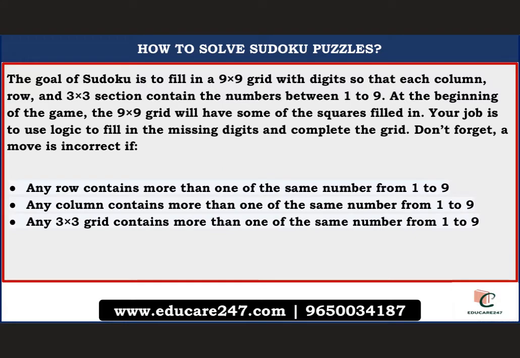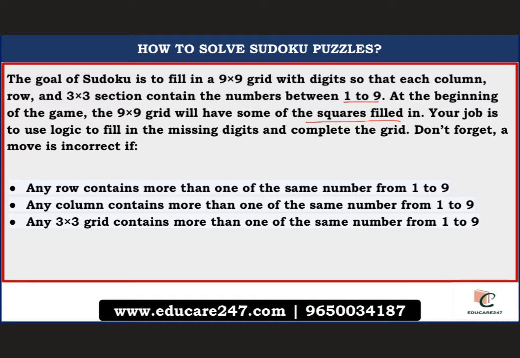How to solve Sudoku puzzles? The goal of Sudoku puzzle is to fill a 9x9 grid with digits so that each column, row and 3x3 section contains the numbers between 1 to 9, as I have already told you. At the beginning of the game, the 9x9 grid will have some of the squares filled in. Your job is to use logic to fill in the missing digits. So they will already give you some of the digits, and then you have to arrange the others with the rules that I have told you.